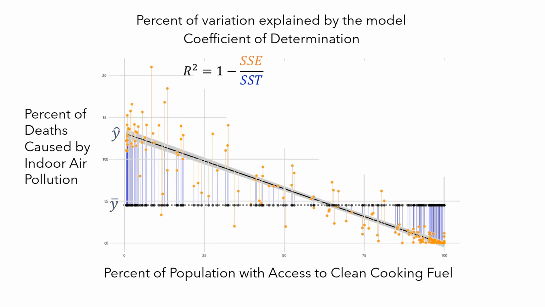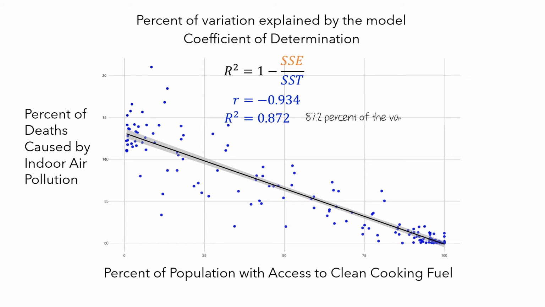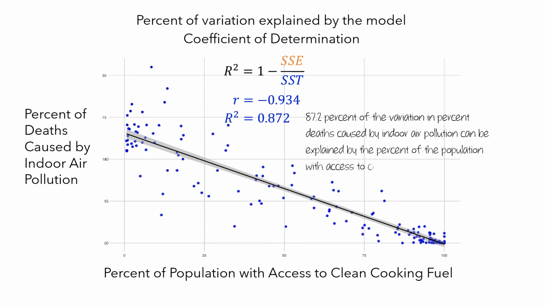So it turns out it can be computed by squaring the correlation. In our scenario, the correlation was equal to negative 0.934, so the coefficient of determination is equal to 0.872. This means that 87.2% of the variation in percent deaths caused by indoor air pollution can be explained by the percent of the population with access to clean cooking fuel.